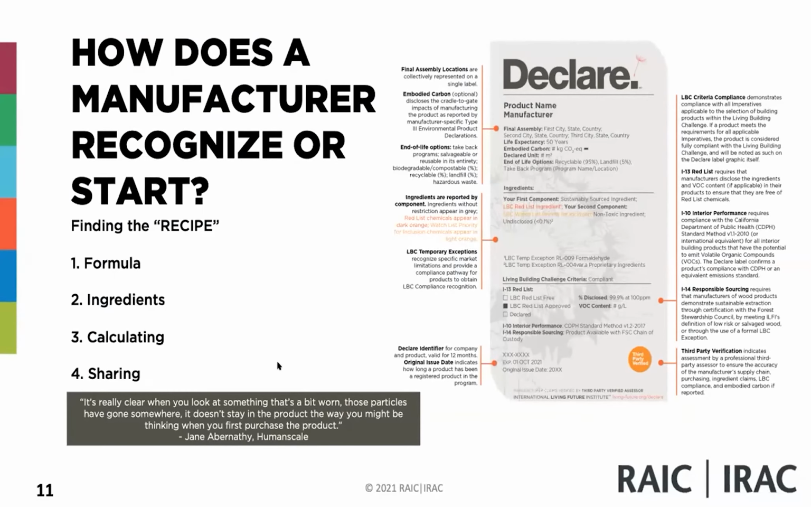So moving on, how do manufacturers get started? How does that conversation go? Or how does an architect start with a company who has prioritized those standards? As you see here on the screen, how does a manufacturer recognize or start? Well, by finding the recipe. And that is usually broken down into 4 pieces. Number 1, the formula. Number 2, the ingredients. Number 3, calculating. And number 4, sharing. So that would be disclosing the information and basically, of course, the recipe of what this product is made of.